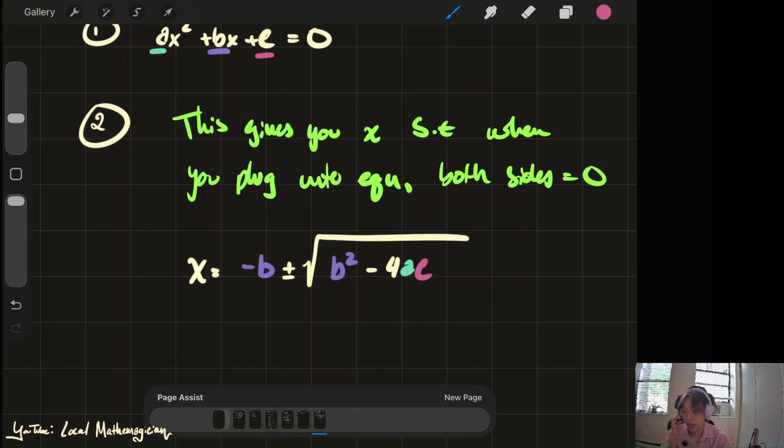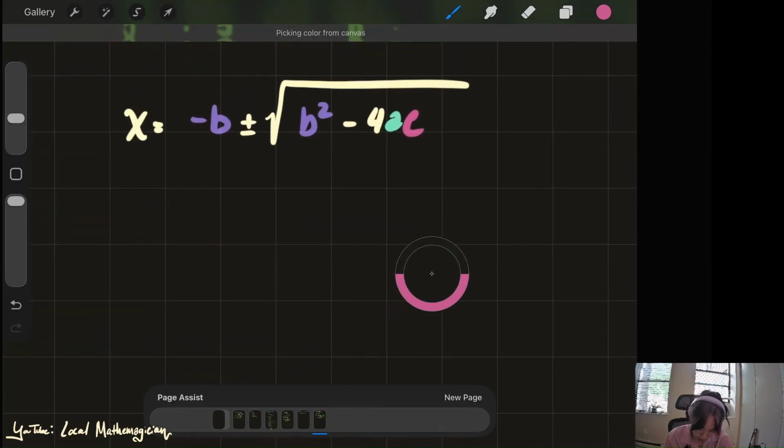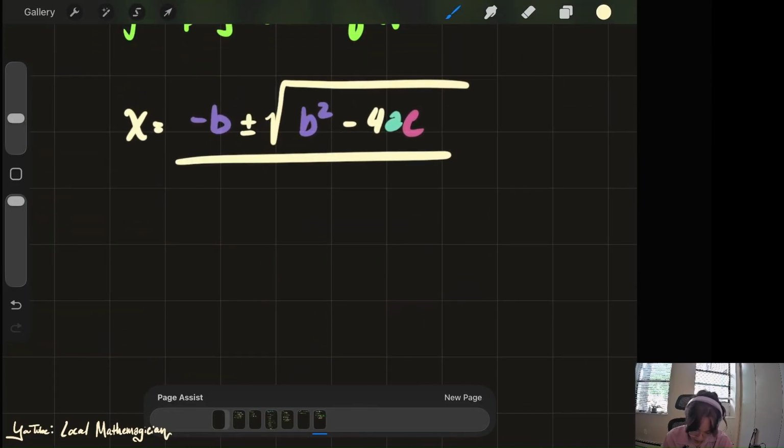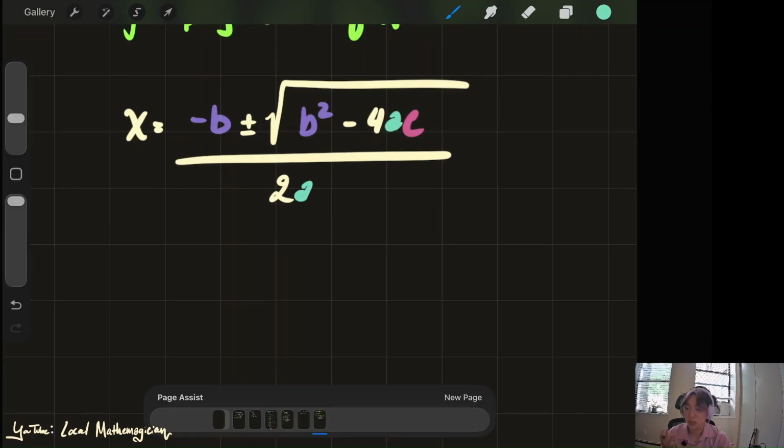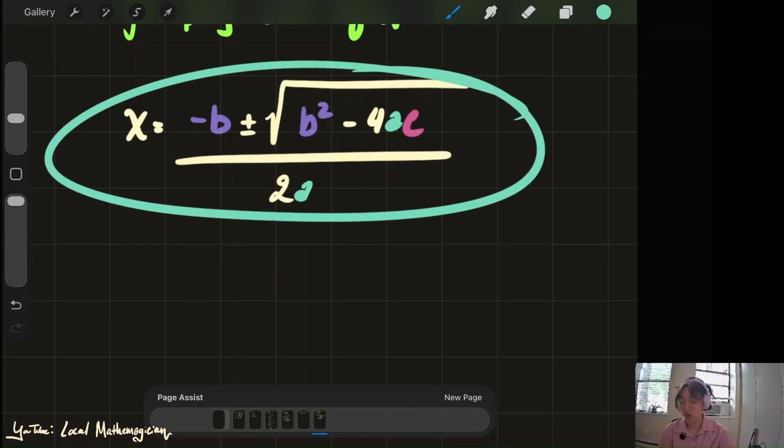So 4 times a times c, all over 2 times a. Negative b plus or minus square root of b squared minus 4ac, all over 2a. This works because of beautiful geometric properties that we're not going to get into. That's more of a pre-calc kind of thing. But yeah, that's how you do it. If you can't factor, or the factoring's looking kind of bad, quadratic formula will never fail you.